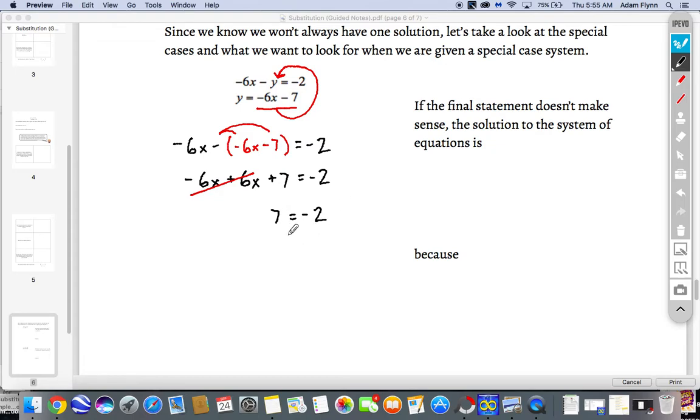So if I take a look at this, let's take a look at 7 equals negative 2. First off, does that make any sense? Is that true or is that false? Okay, and clearly this is not true. This would be false because 7 is not negative 2. They are completely different numbers. So this would be false. Doesn't make sense. So if the final statement doesn't make sense, the solution to the system of equations is going to be no solution.